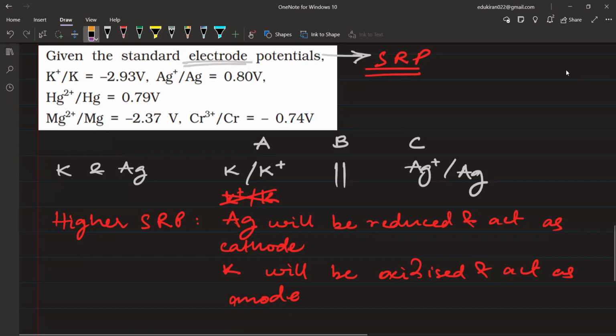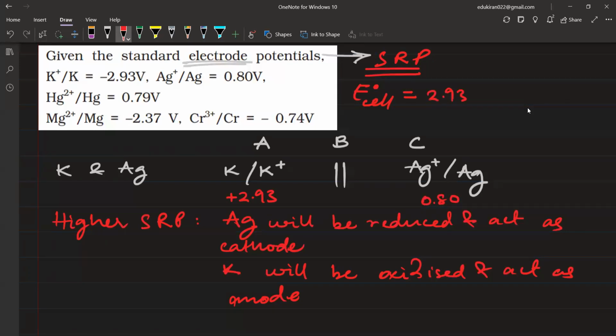So at anode oxidation happens, and at cathode reduction happens. Now next thing you have to determine is the E naught of cell. Cell potential will be the potential of K to K positive, which is the reverse, plus 2.93, and Ag positive to Ag is 0.80. Add both of them: 2.93 plus 0.80 equals 3.73.